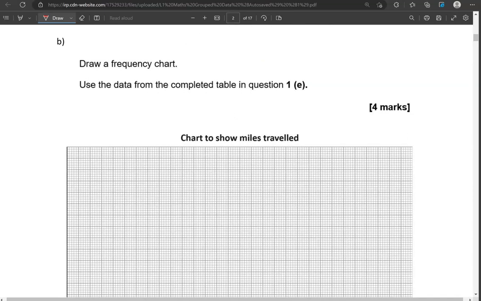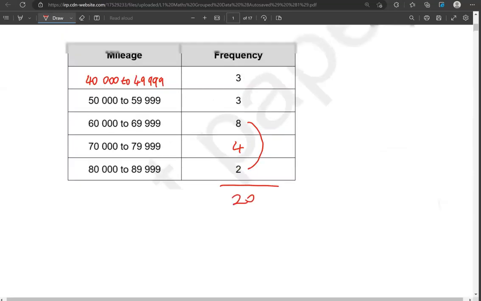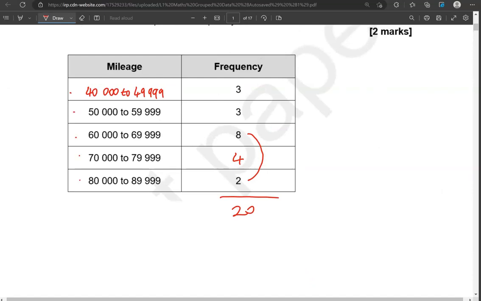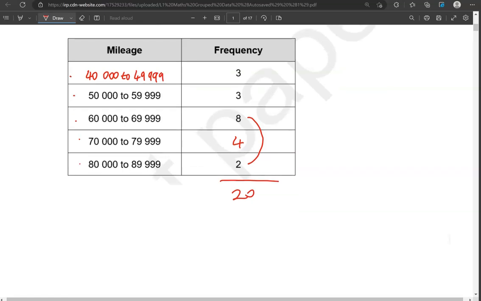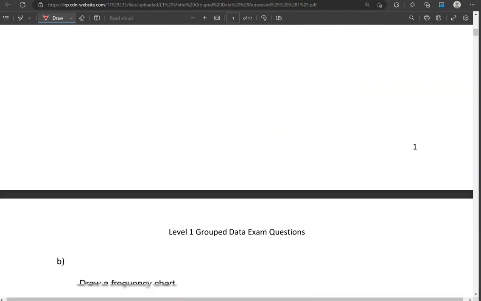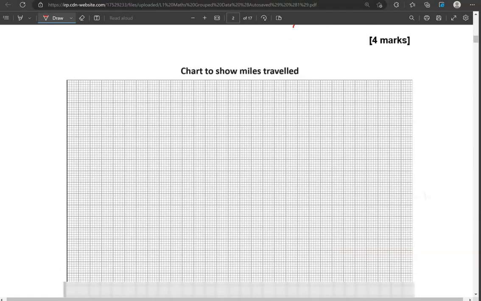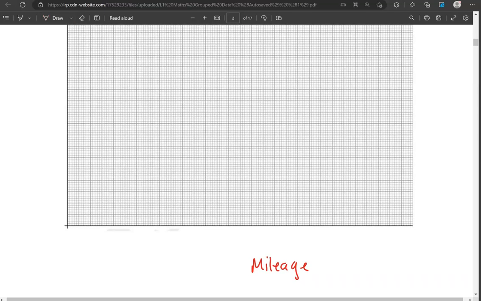Draw a frequency chart. Use the data from the completed table in question 1a above. So horizontally we'll show the groups. 1, 2, 3, 4, 5 of them. And then frequency will show that vertically. You can do this as a bar chart, line graph, however you prefer. I'm going to go with a bar chart.